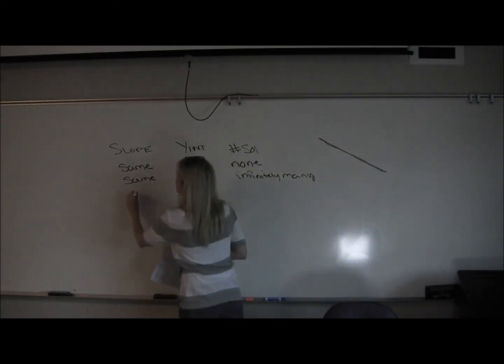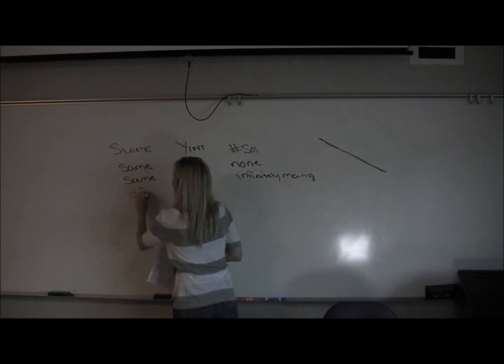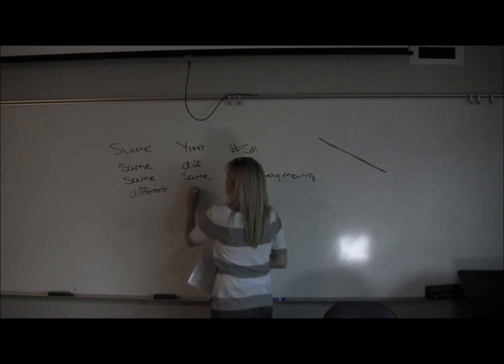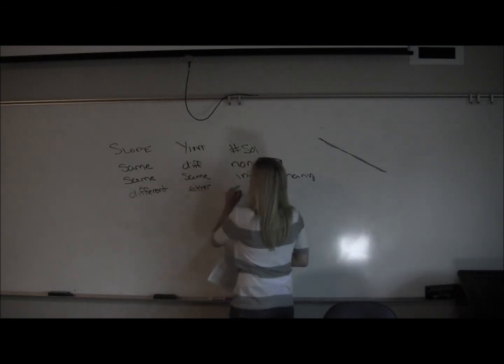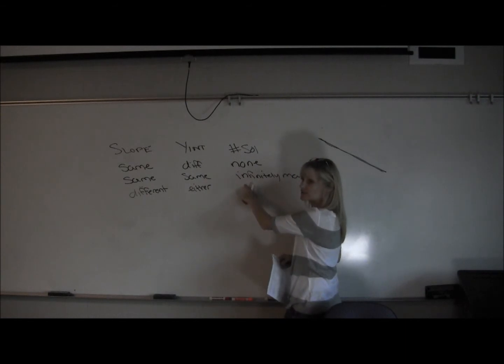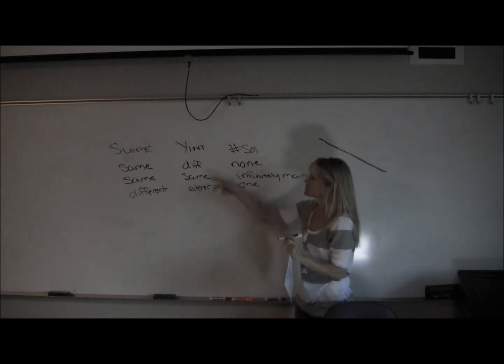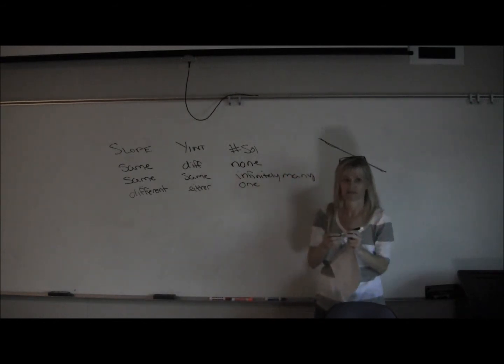Now what if the slopes are different? Then it really doesn't matter. This can be either. You could have the same y-intercept. Then it's how many solutions? One, because those are intersecting lines. And it doesn't matter about your y-intercepts.